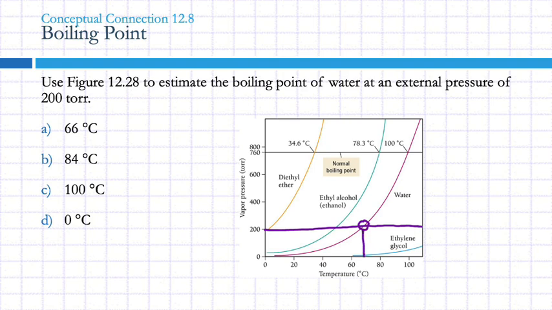Well, that looks like it's close to 70, right? And we're not trying to trick you with these numbers. 66, it could be 66. Could it be 84? No, 84 is over here. 100's up there, 0's over here. So it's going to be 66 degrees.